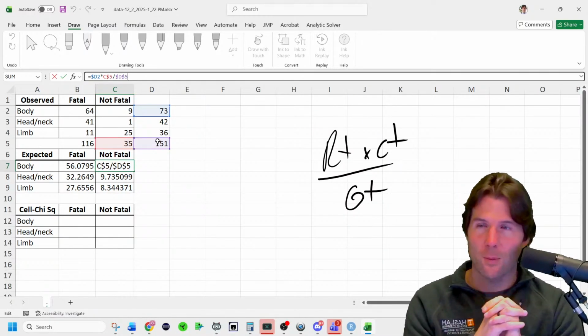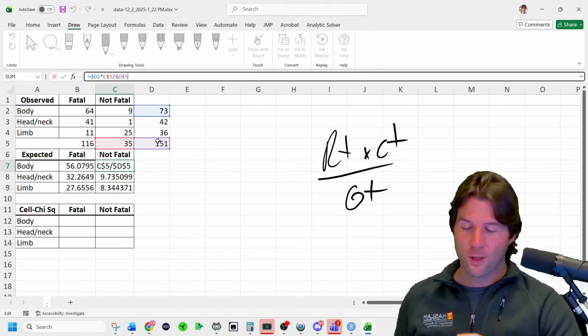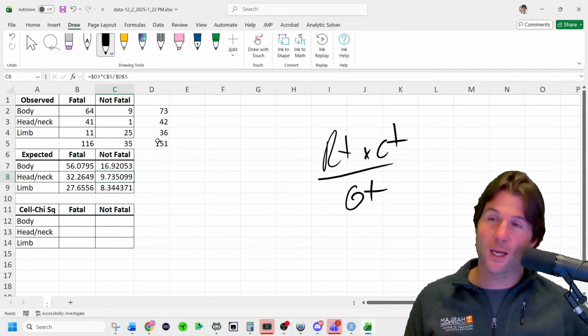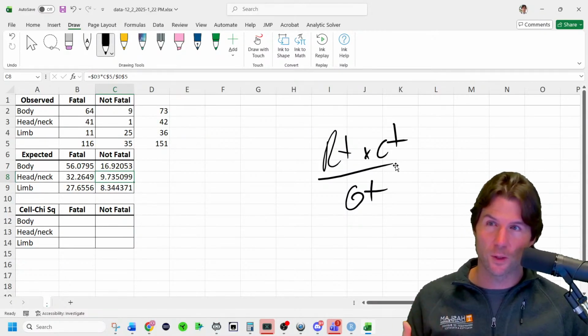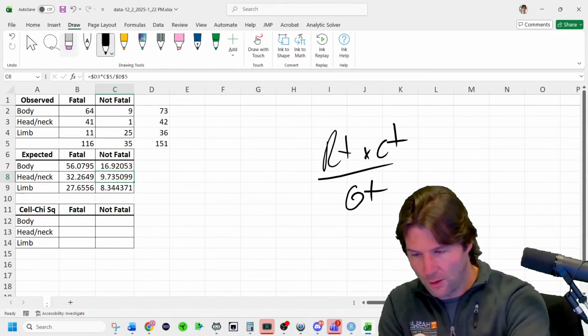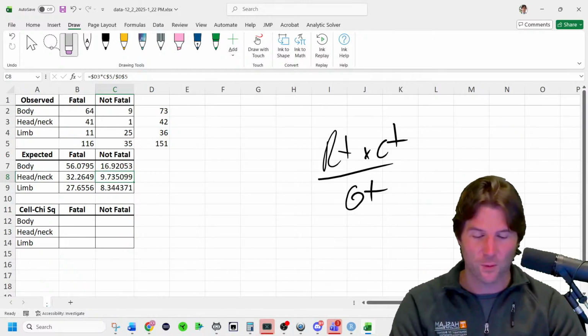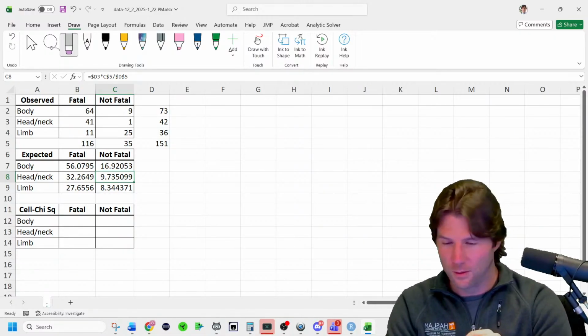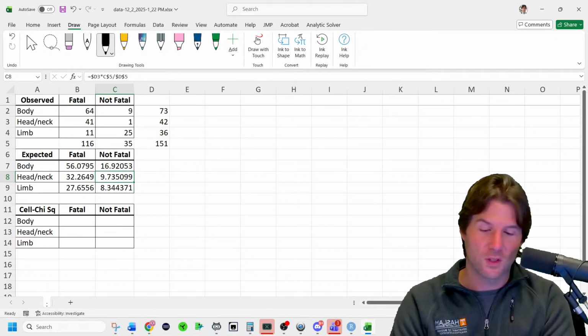Doing good. Just type a Y in the chat. We have now found all of the expected cell counts by doing row total times column total over grand total. So there's all the expected values, which it might ask us for, and we can just input those in. Good, doing good. Nice. And now we need all the cell chi-squareds.